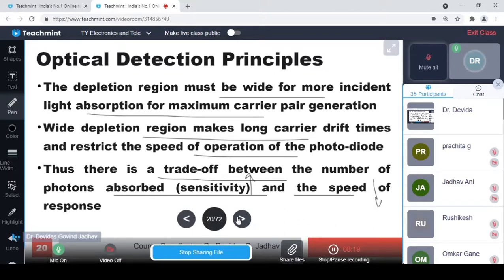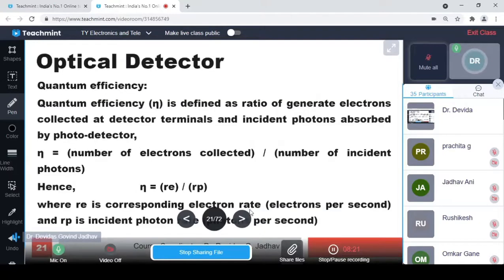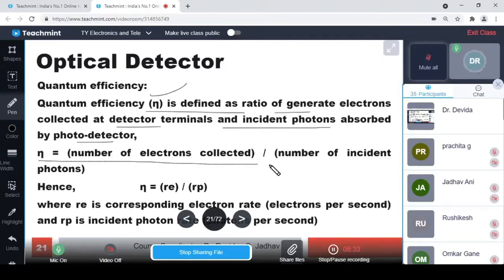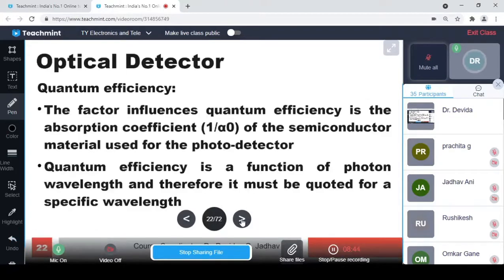Quantum efficiency is the ratio of generated electrons collected at the detector to incident photons absorbed by the photodetector. Quantum efficiency is indicated by eta. Eta is the number of electrons collected divided by the number of photons incident. So eta is Re upon Rp. Re is the electron rate, electrons per unit time, and Rp is the photon rate, that is photons per unit time. Quantum efficiency is influenced by the absorption coefficient alpha, or 1 upon alpha, and this is a material property.